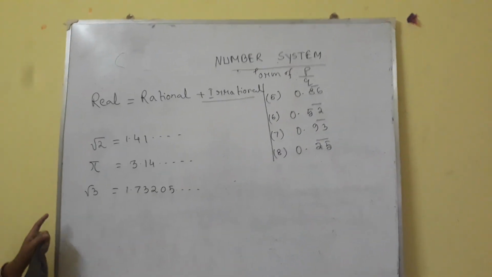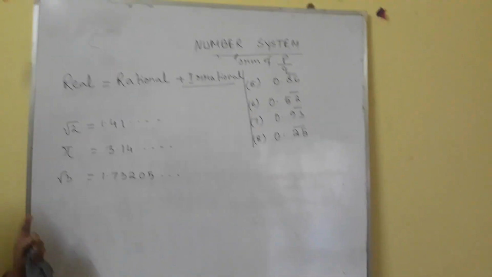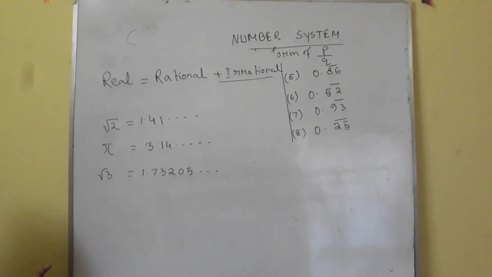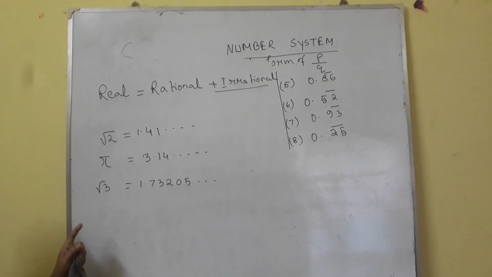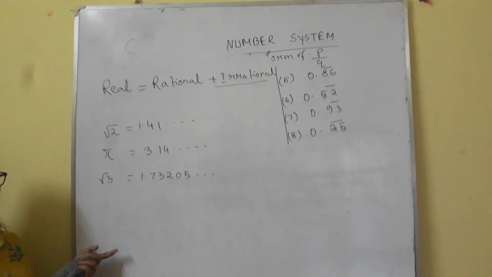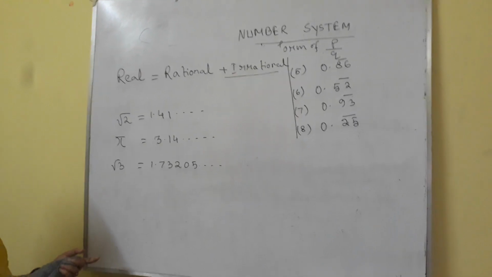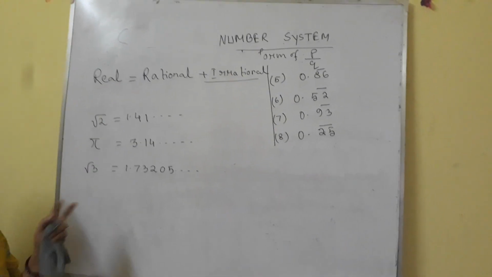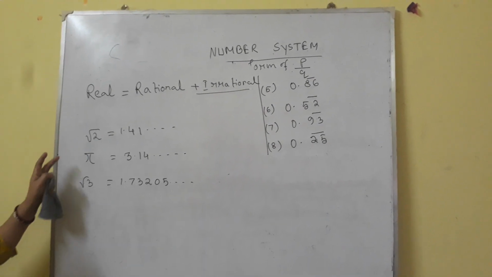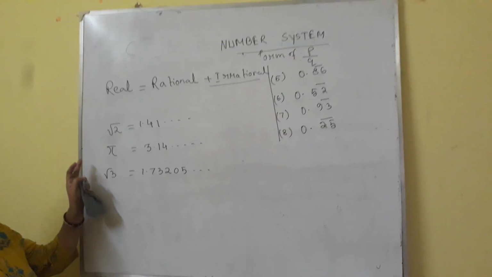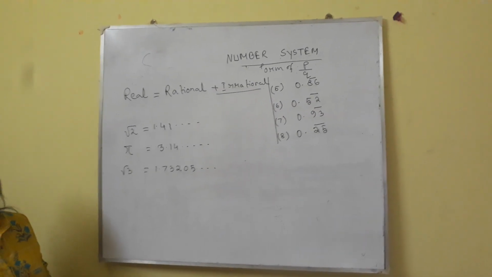Even these irrational numbers we are able to plot on the number line. There is a separate method for plotting root 2, root 3, and root 5 on the number line. That one we will discuss in the next class. Now, how do we know these are irrational numbers?